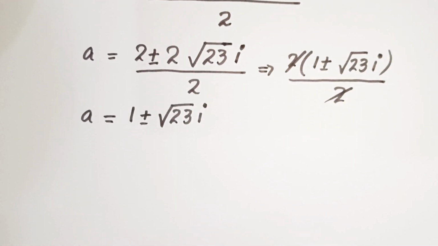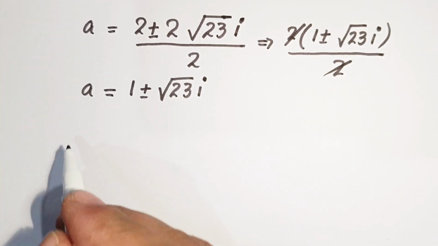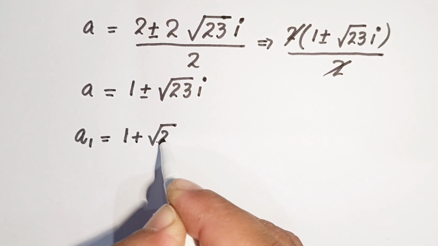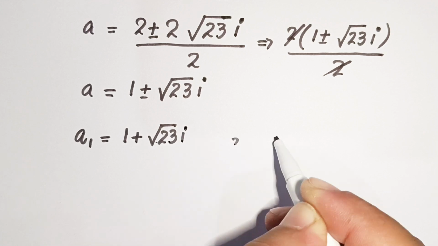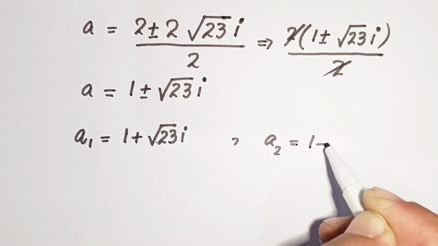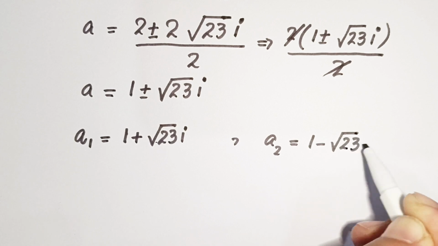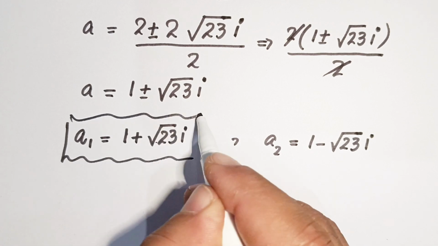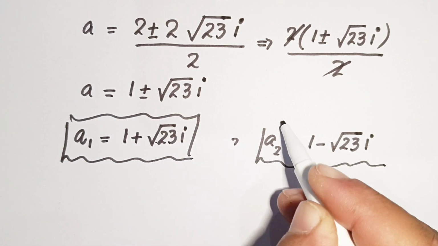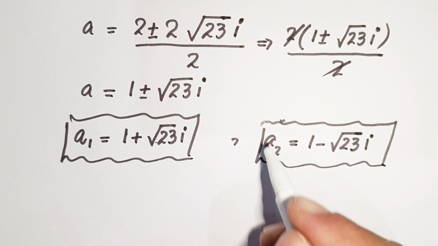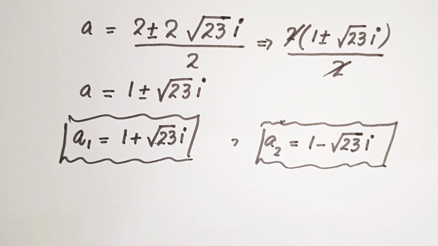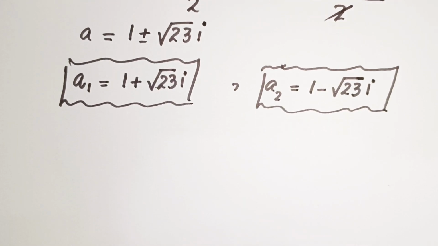So here we have two values of a. So a1 is equal to 1 plus square root of 23 i and a2 is equal to 1 minus square root of 23 i. So it is our value of a and it is our value of b. Now these are the two values of a. Now we have to find the values of b1 and b2.